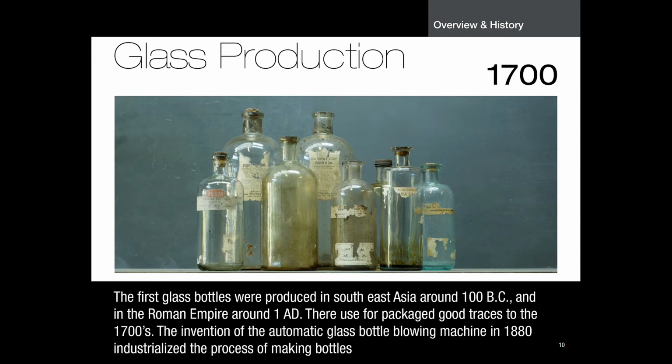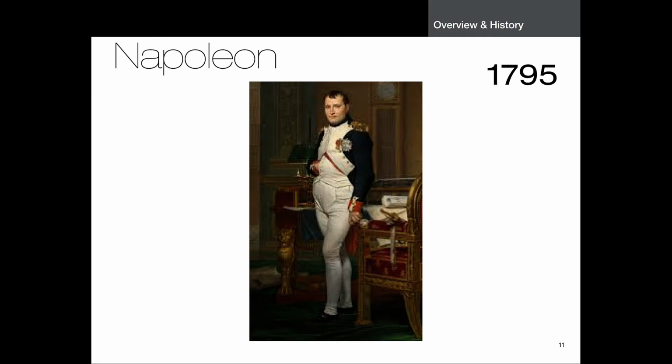The first glass bottles were actually produced in Asia, going back to about 100 BCE or before the Common Era, and even in the Roman Empire. But it really took until the 1700s before glass bottles and jars took off as a way of containing and holding various materials. And then when you jump ahead even further to the 1880s, the first machinery to mechanically make bottles, and not blow them by hand, really caused glass as a packaging medium to take off.